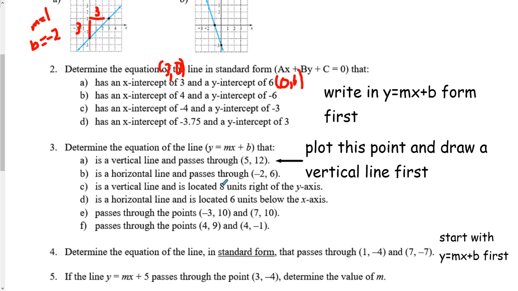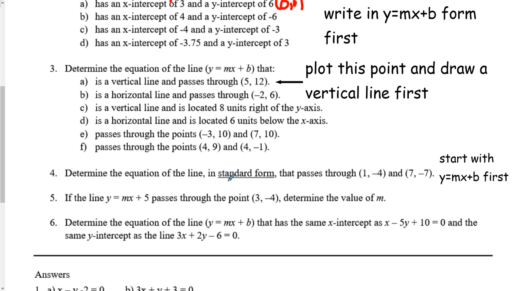And then you get into some tougher questions a little bit, right? This one is a vertical line that passes through 5 and 12. So it's a vertical line that's passing through this point. I would plot this point on a grid, and then draw a vertical line, and then ask yourself, what does the equation of a vertical line look like? We did that in either last week's or the week before's homework. The last couple of lessons included vertical lines. What do those equations look like?